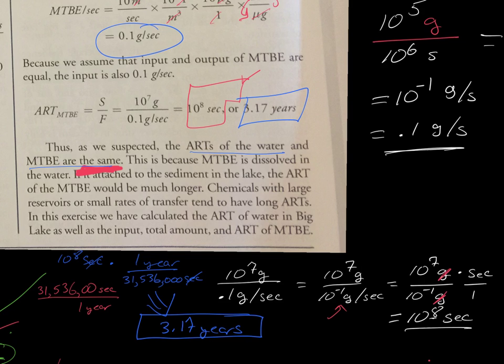It's not in the soil. If it was in the sediment at the bottom of the lake, then obviously it's not going to leave the lake as quickly as if it were easily soluble in water. All right, so that's it. That was that whole problem.